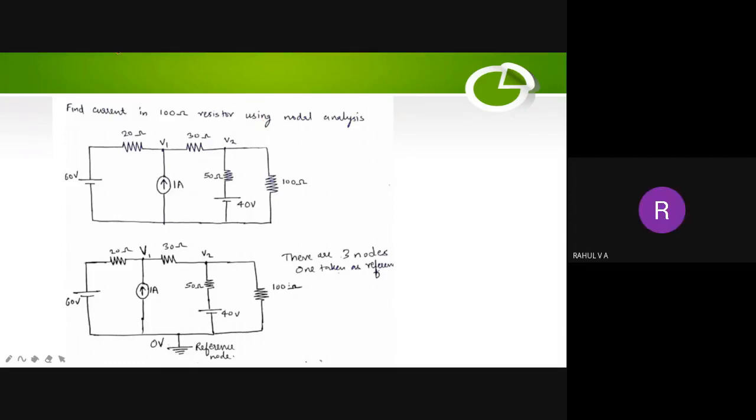Okay, so the next question is having little difference. That means you can see a current source here. That is one of the differences. And if you go and find out how many nodes are there, here is one node, here is another one, here is another one. Okay, then this is another node. Here also we have a node.